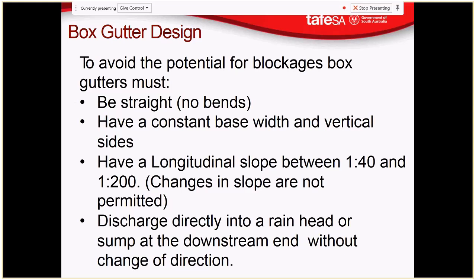Box gutters have to have a longitudinal slope between 1:40 and 1:200. So your minimum slope is 1:200. Changes in slope are not permitted. So you don't start at 1:200 and go, oh, I've got a bit more space, yeah, okay, we can bring it down to 1:80 or something like that. Have to keep constant slope from one end to the other.